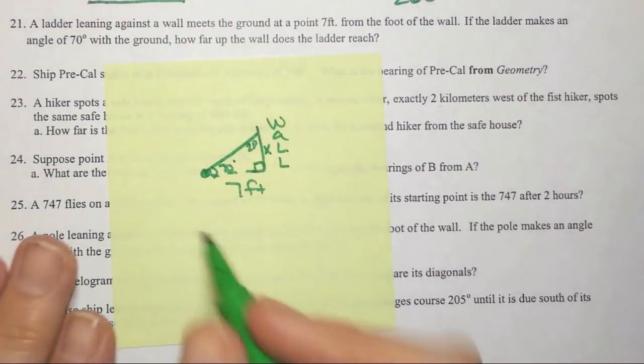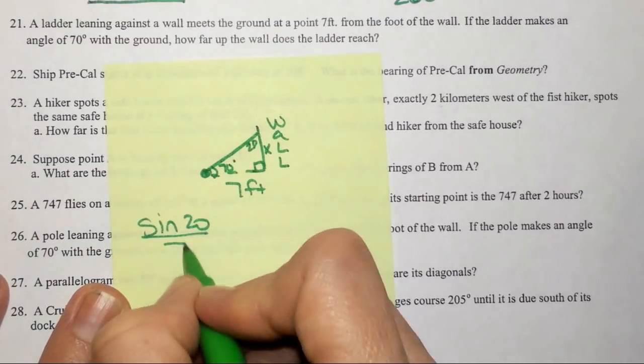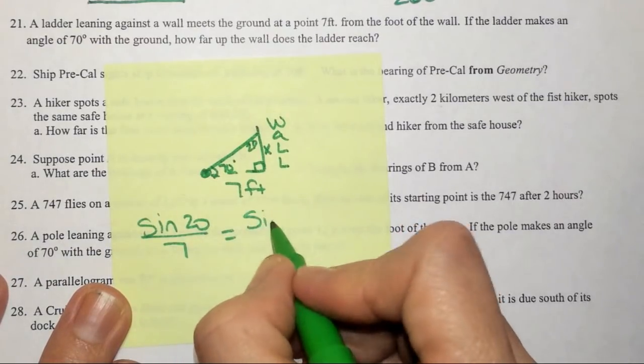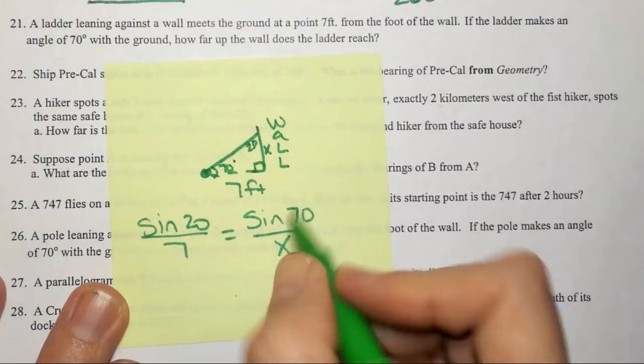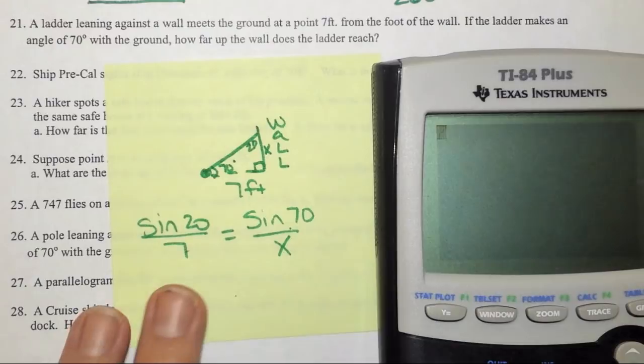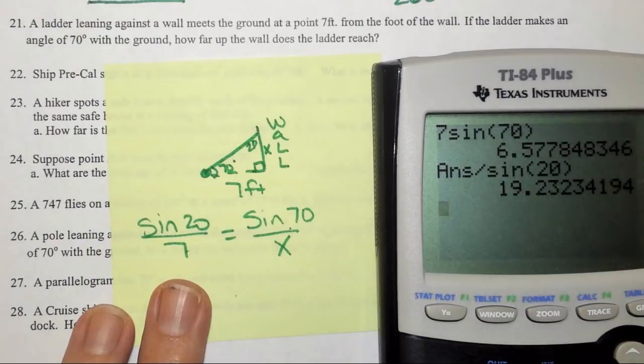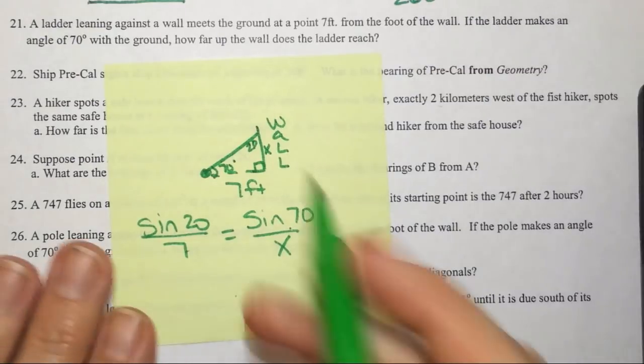So I can do law of sines again. So sine of 20 over 7 is equal to sine of 70 over x. We're going to multiply these two and divide by sine of 20. So 7 times sine of 70 divided by sine of 20 gives me 19.23.